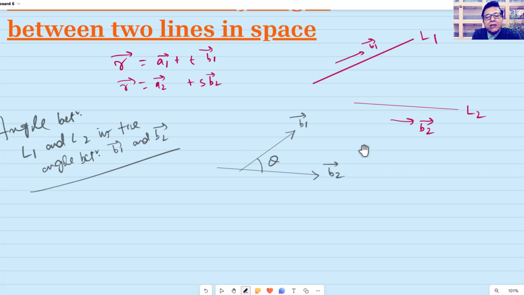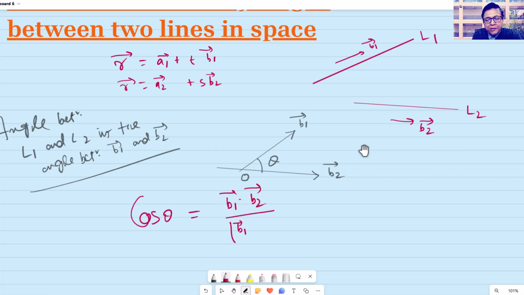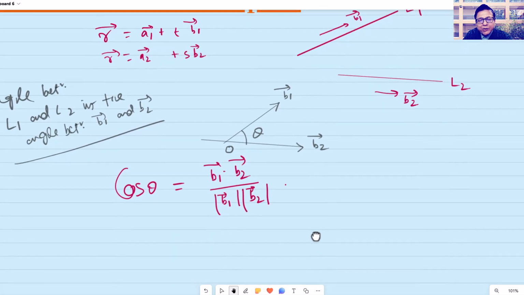We use the dot product formula. So, if we apply dot product here, cos theta is going to be b1 dot b2 divided by mod b1 into mod b2. You know the meaning of mod b1 and mod b2. Those two are moduli of the two vectors b1 and b2.